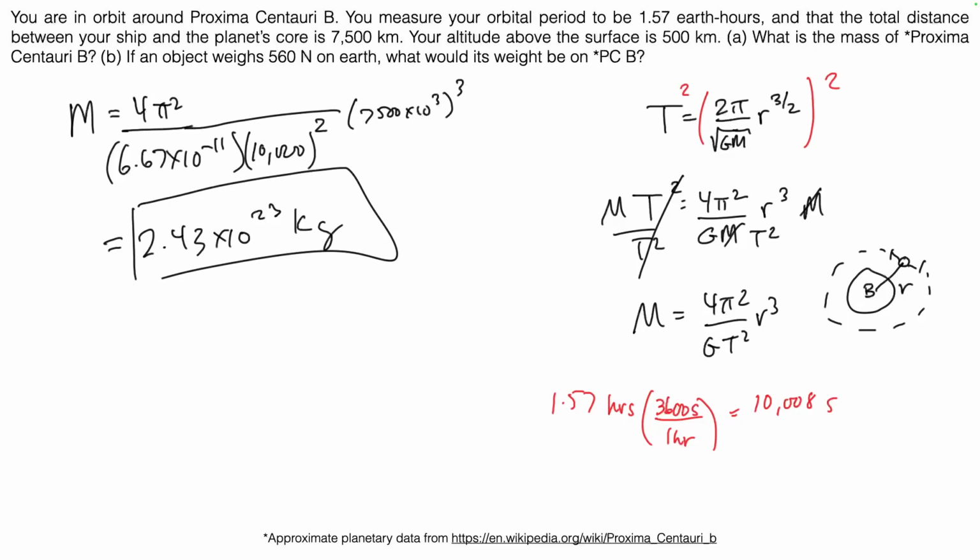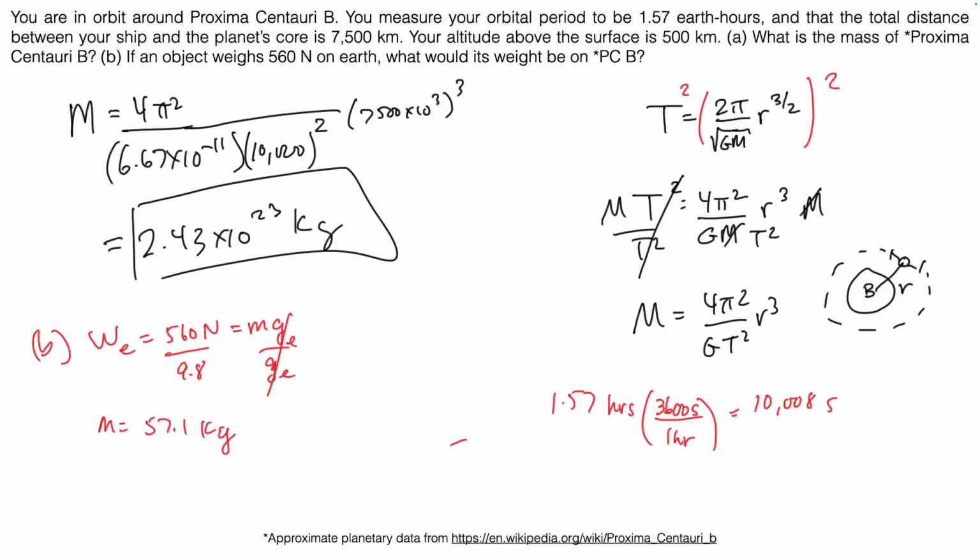So what does this look like? Part B, right? If we know the weight on Earth is 560 newtons, and we also know that weight is equal to mass times little g, in this case little g on Earth, I can divide by 9.8 here, divide by little g on Earth, and I can get the mass of this object. The mass of this object turns out to be 57.1 kilograms.